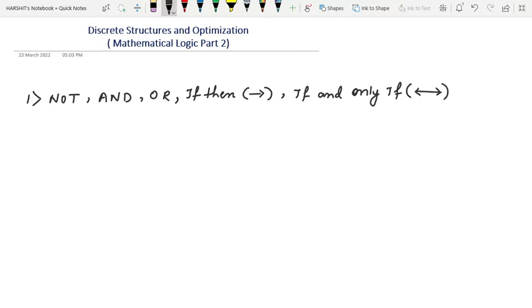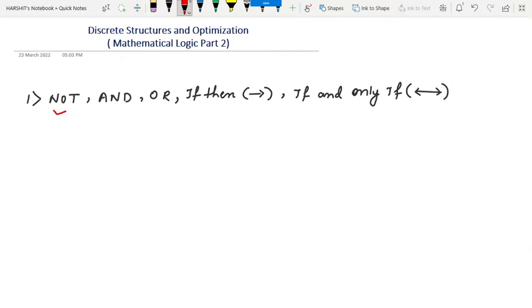So we have discussed in the previous lecture how we can use these logical connectives to create a proposition or a statement. We can use these logical connectives in compound propositions. Now today in this lecture we are going to learn in detail how these logical connectives work. First of all, let's understand the logical connective not.